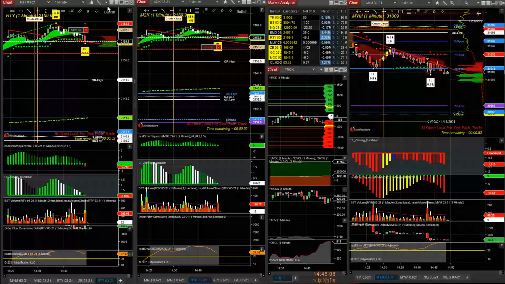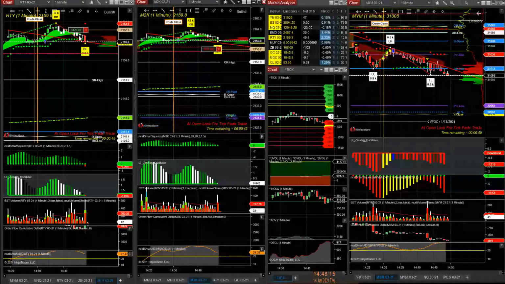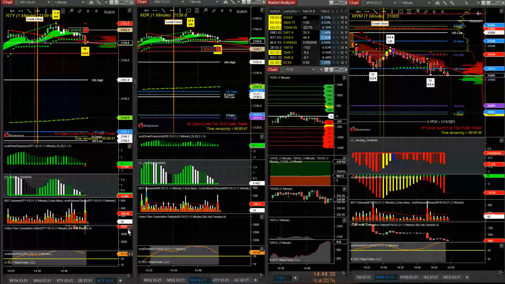I'll take another quick trade here. Keep short in this RTY. Took some micros that went against me, like about $60. Then I put on an RTY, the E-mini, and that's working nice.